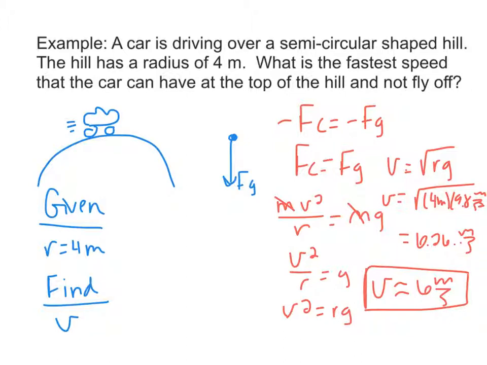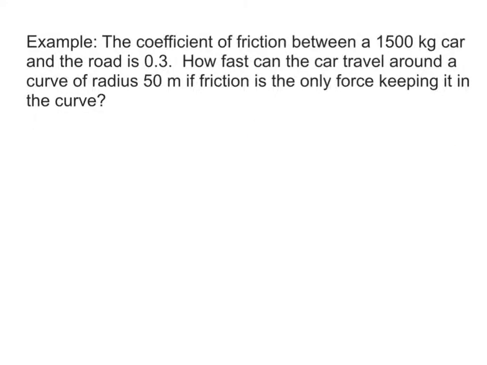I'm going to do the next problem as well. So right underneath this where it's talking about the coefficient of friction, and then we'll be able to apply these to some more practice. The coefficient of friction between a 1,500 kilogram car and the road is 0.3. How fast can the car travel around a curve of radius 50 meters if friction is the only force keeping it in the curve?